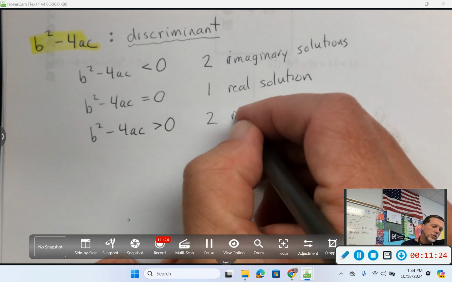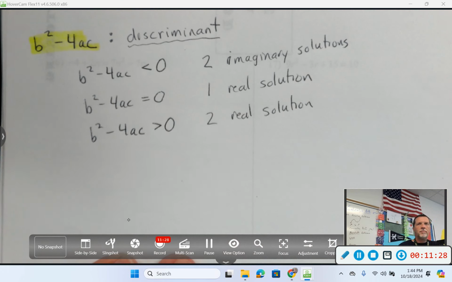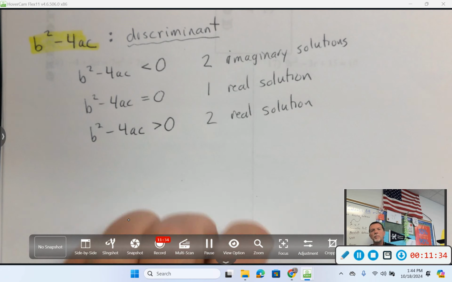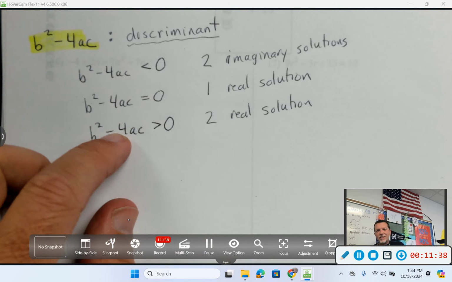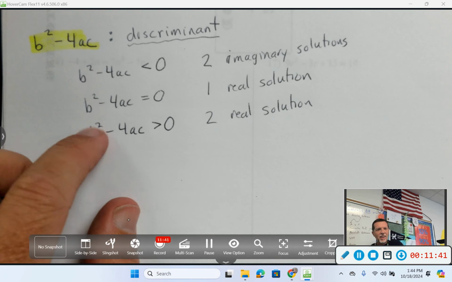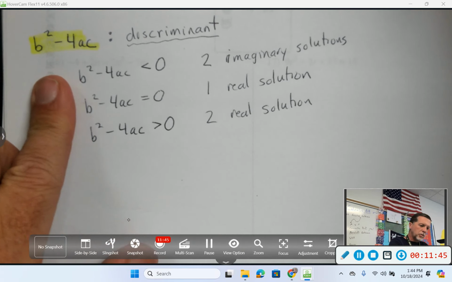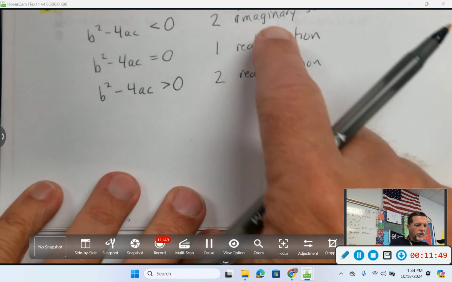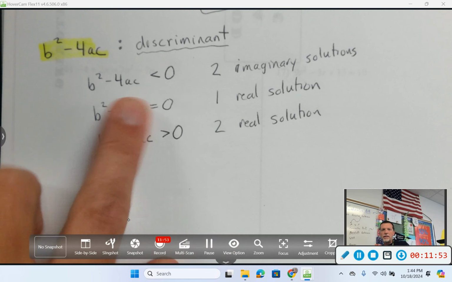Two real solutions. You get plus or minus something real. Maybe something weird with a weird square root, but still something real as opposed to imaginary. So I'm not really going to box and star this because I don't feel like this is a memorized thing. If you understand where b squared minus 4ac comes from and what it does in the equation, then you can pretty easily figure out what kind of answers you'll get based on what your discriminant is.